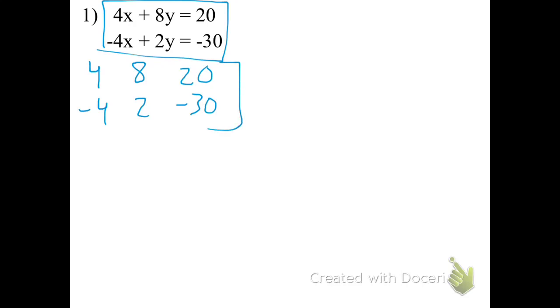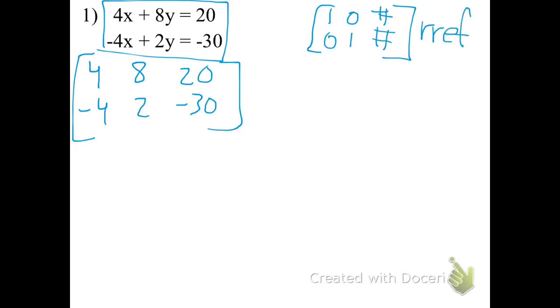Remember, it's an augmented matrix. So these left ones are the coefficients, the right ones are the answers that we're looking for. So we're trying to get this matrix: 1, 0, 0, 1, and then it's going to have two numbers. Remember, this is called reduced row echelon form, or RREF. And so we're going to go from there.